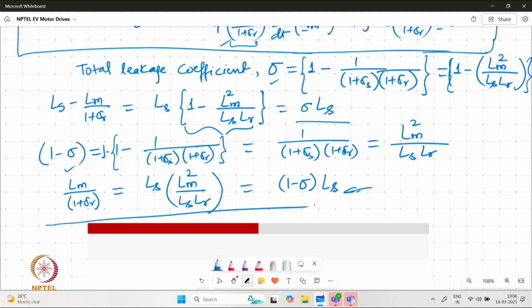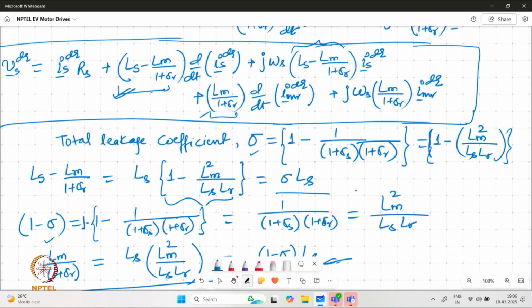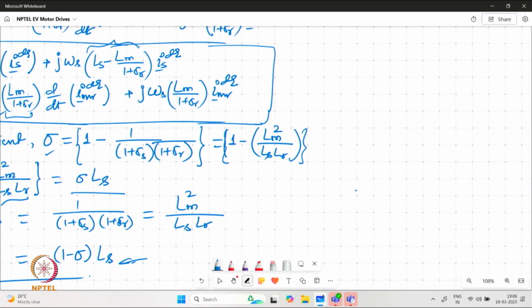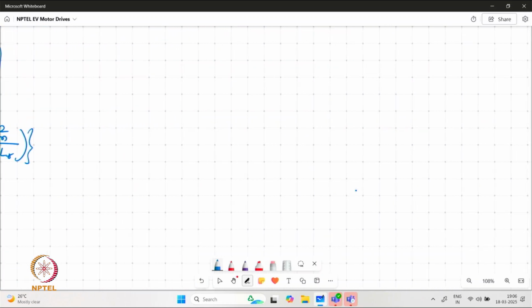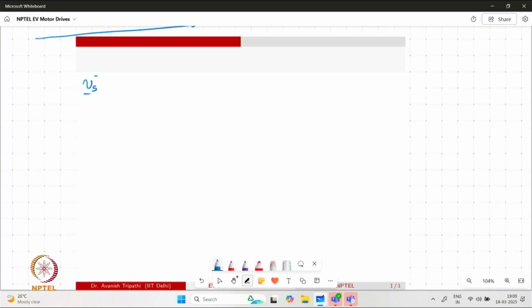So in this manner we can replace all the inductances in terms of the stator inductance and the total leakage coefficient. So the equation which is given over here can be written in a little bit more compact manner. So we can replace the corresponding terms and write the equation in a much more compact manner.